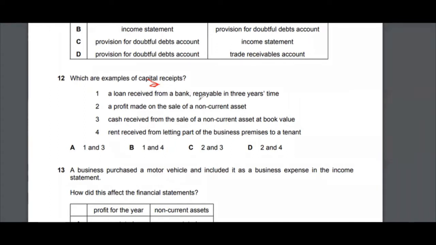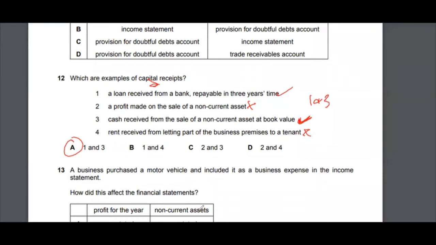A loan received from a bank repayable in 3 terms, that's a capital receipt. A profit made on the sale of a non-current asset, that's not a capital receipt. Cash received from sale of a non-current asset at book value, that is a capital receipt, right? Because you're selling a non-current asset. Rent received, that's a revenue receipt. So 1 and 3 are correct. So the correct answer to multiple choice 12 is option A.